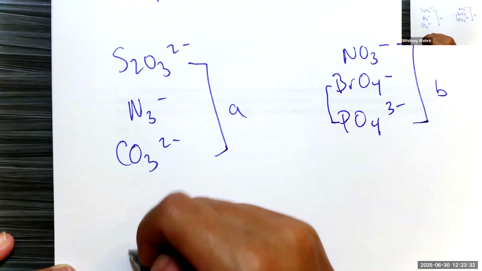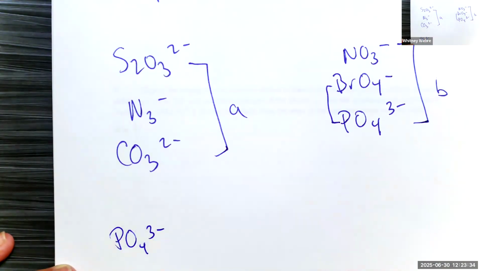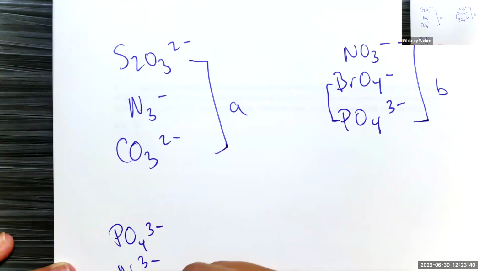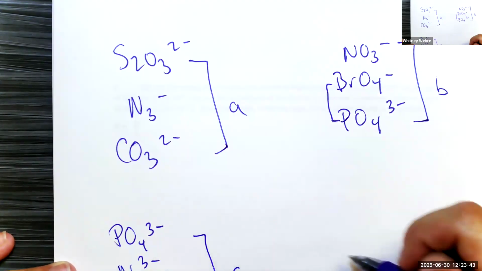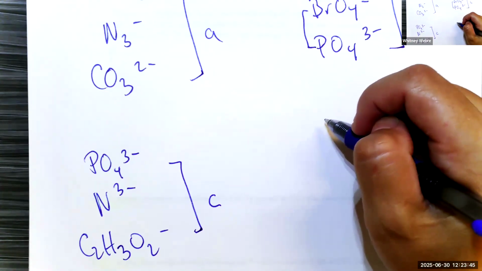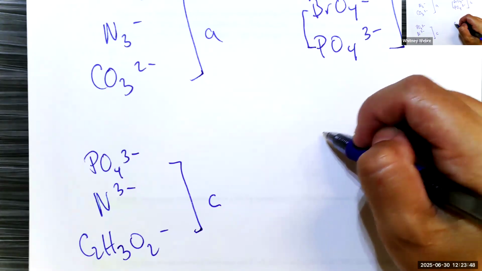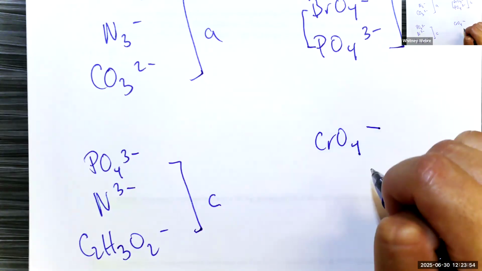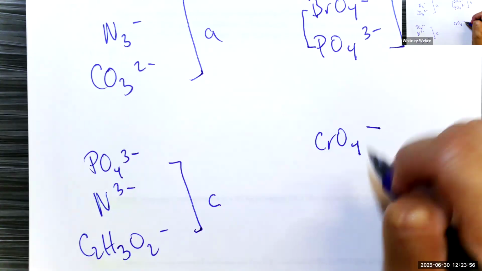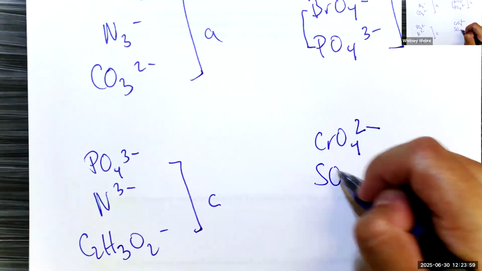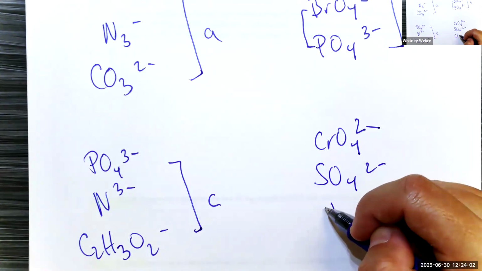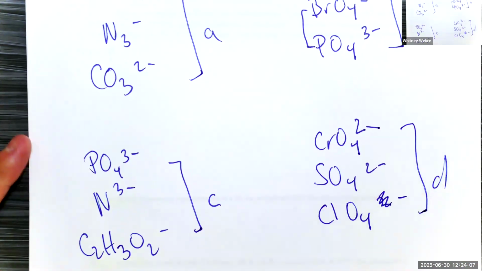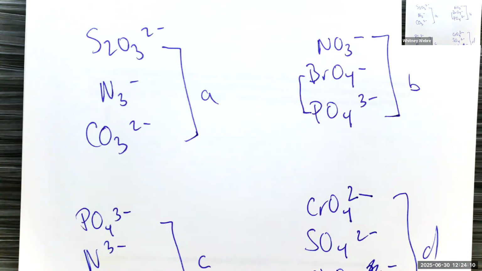C, phosphate, PO4 3 minus. Nitride, N3 minus. Acetate, C2H3O2 minus. So that's C, and then D, chromate, that is CrO4, but is it minus or 2 minus? I think it's 2 minus. Sulfate, SO4 2 minus. Perchlorate is ClO4 minus. So in this case, it has to be D. But we were able to pick out the ones that don't make sense.